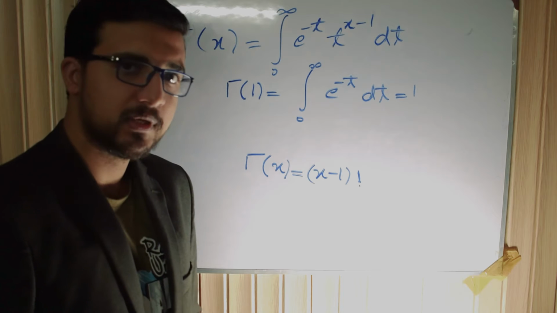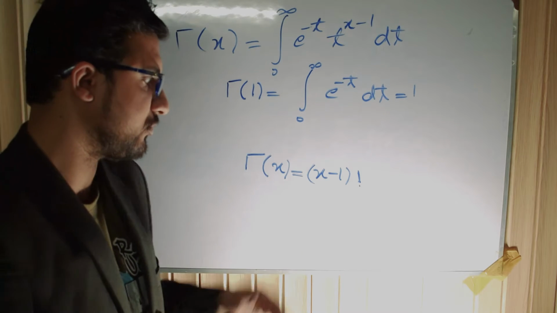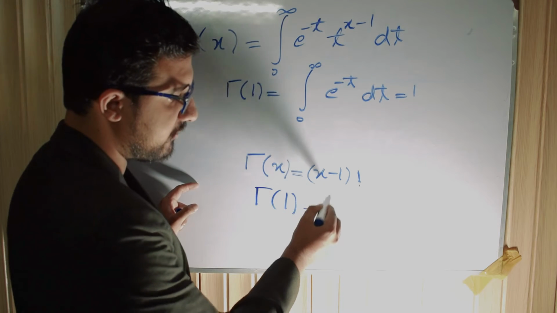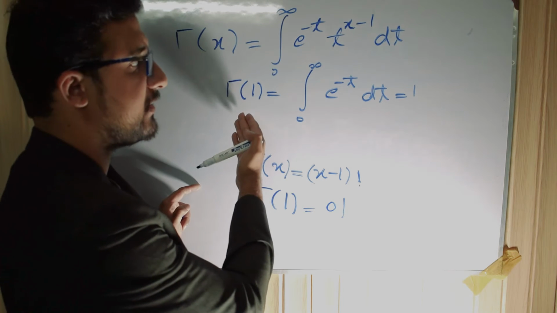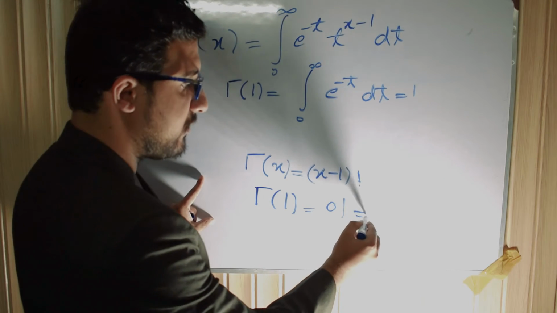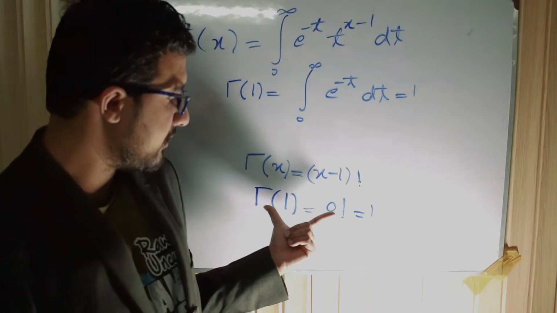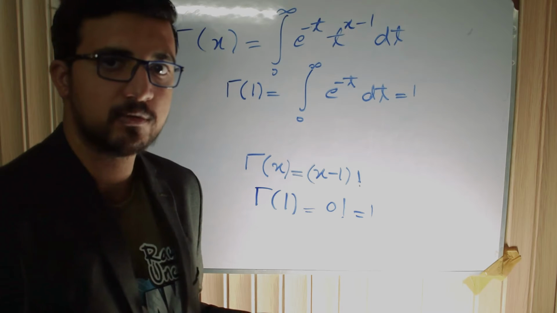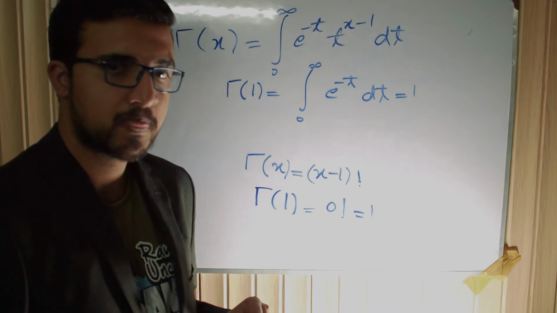And what did most of the people do? They substitute x equal to 1 here, and we get 1 minus 1 equal to 0 factorial. And what is gamma of 1? They said that gamma of 1 is equal to 1, and hence 0 factorial is equal to 1. But I think we cannot use the gamma function to prove 0 factorial is equal to 1, because we cannot substitute x equal to 1 here.